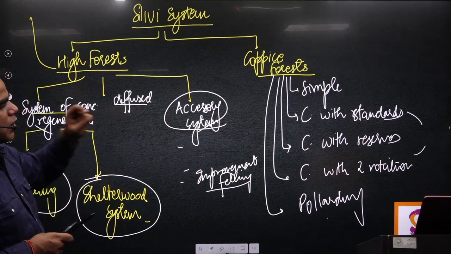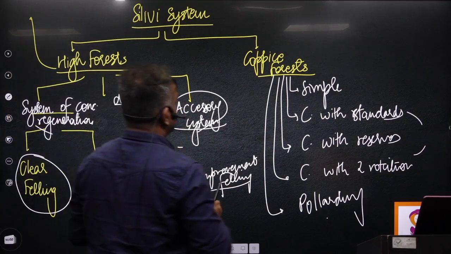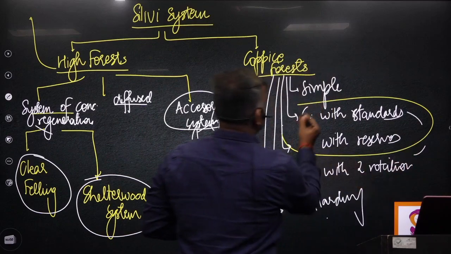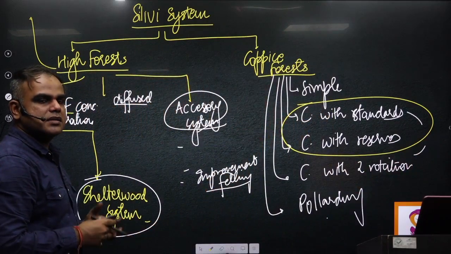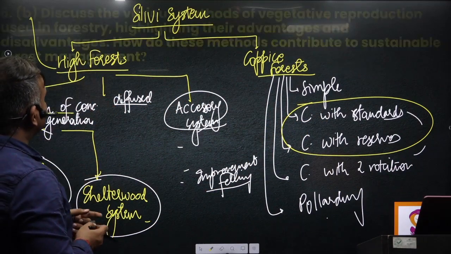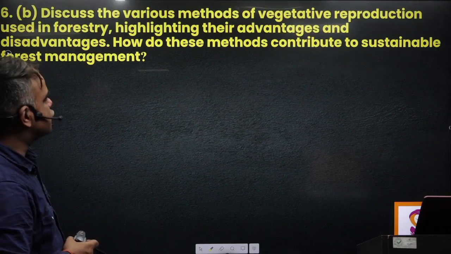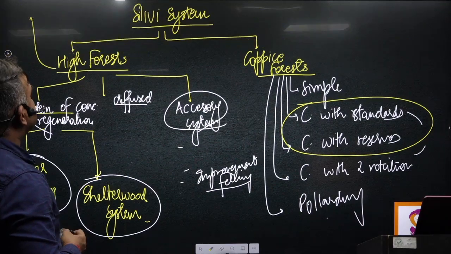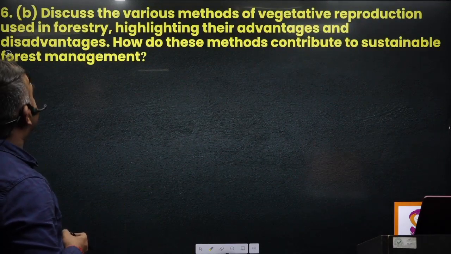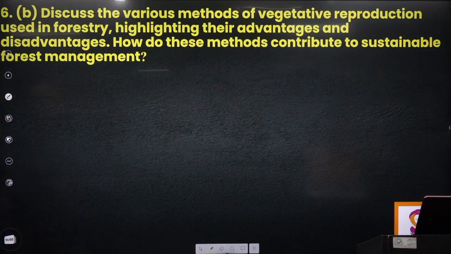We'll also see questions on selection systems. We'll also see questions on these two. So this is a very good revision of how to cover this part of silvicultural systems. Okay. Now moving on. Second part here, discuss the various methods of vegetative reproduction used in forestry. Okay, highlighting their advantages and disadvantages. How do these methods contribute to sustainable forest management?